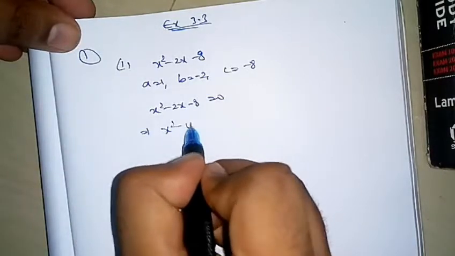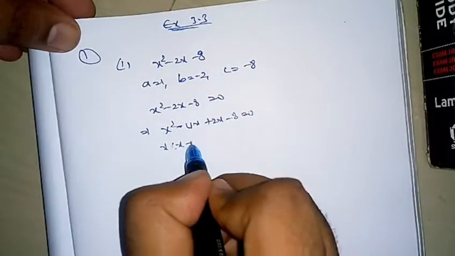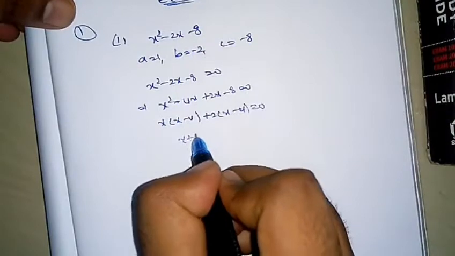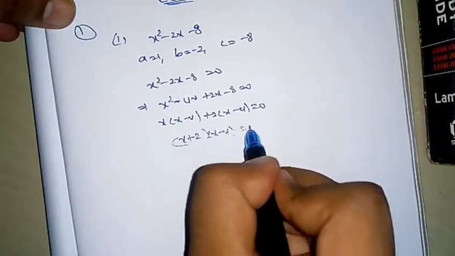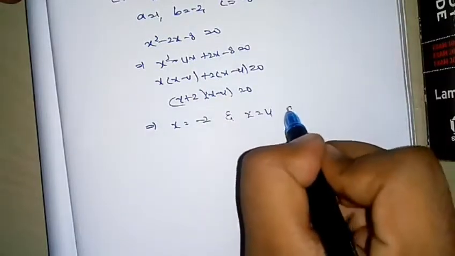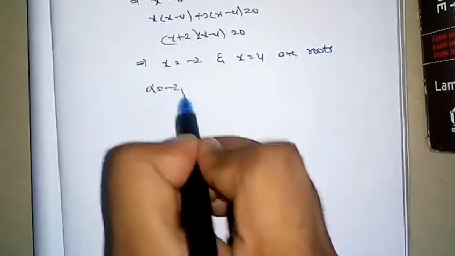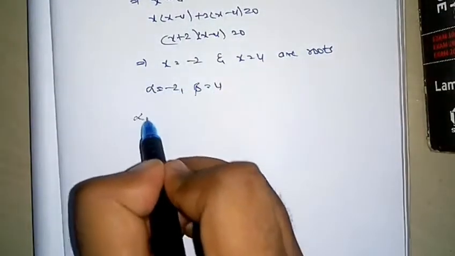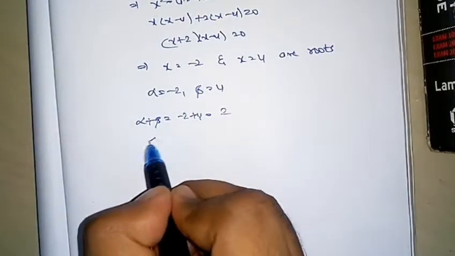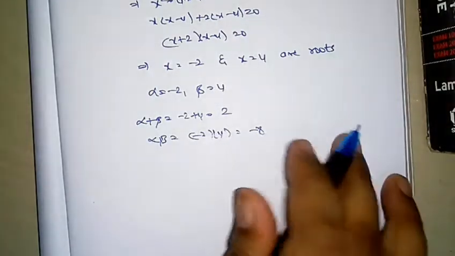This implies x square minus 4x plus 2x minus 8 is equal to 0. So x into (x minus 4) plus 2 into (x minus 4) is equal to 0. So (x plus 2) into (x minus 4) is equal to 0. This implies x is equal to minus 2 and x equal to 4 are roots. It means alpha is equal to minus 2 and beta is equal to 4. Alpha plus beta, the sum of the roots, is minus 2 plus 4, which is equal to 2. Alpha beta is equal to minus 2 into 4, which is equal to minus 8.